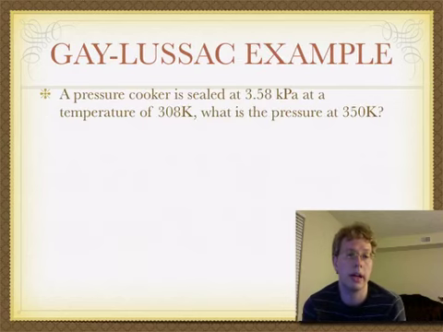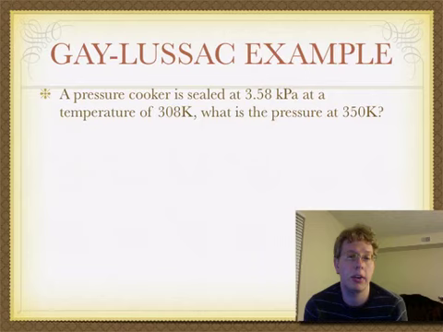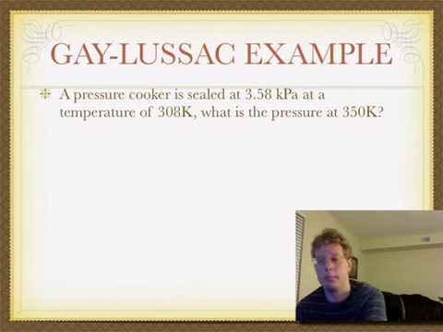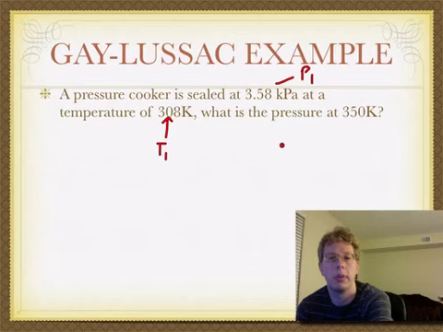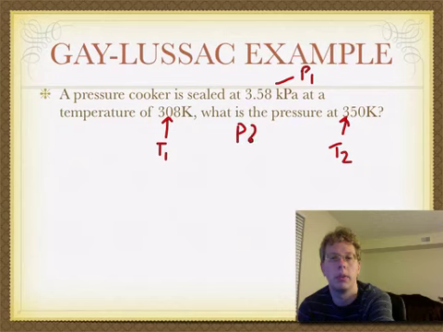So if we look at our example for tonight, a pressure cooker is sealed at 3.58 kilopascals at a temperature of 308 degrees Kelvin. What is the pressure at 350 Kelvin? So I'm going to start by going in and identifying the parts of the problem I know. So I know my P1 and I know my T1. And then we also know our T2. We are looking for P2.